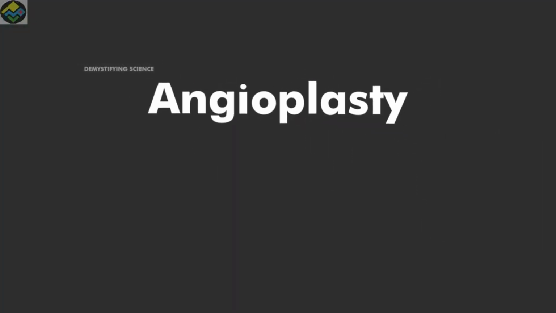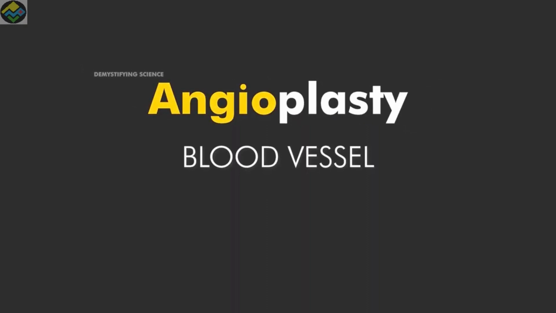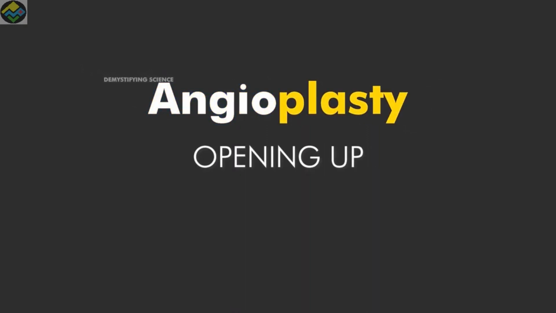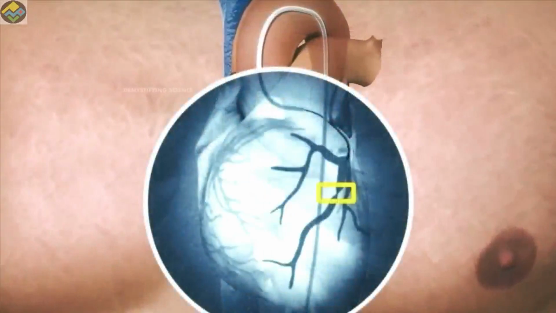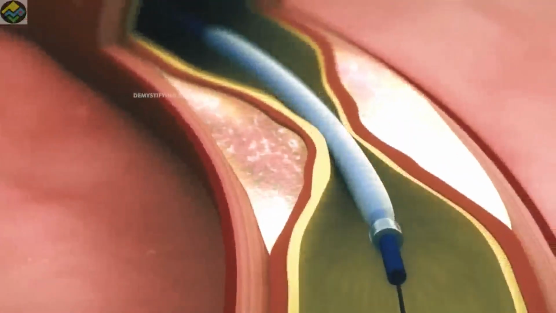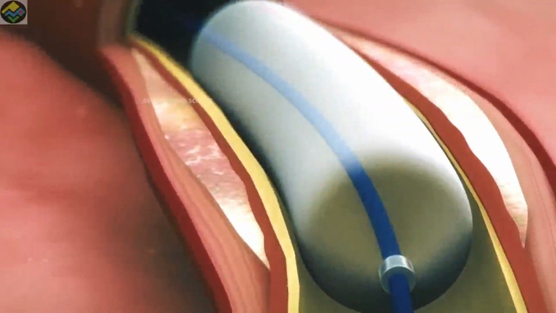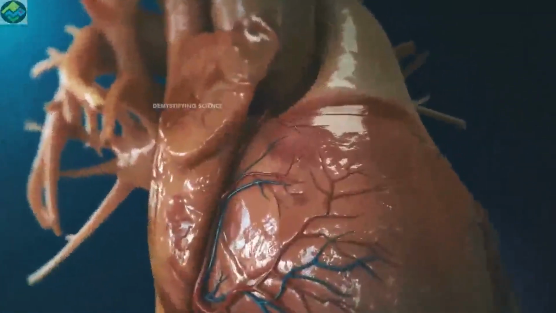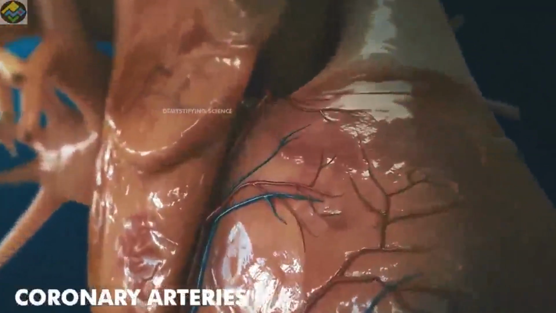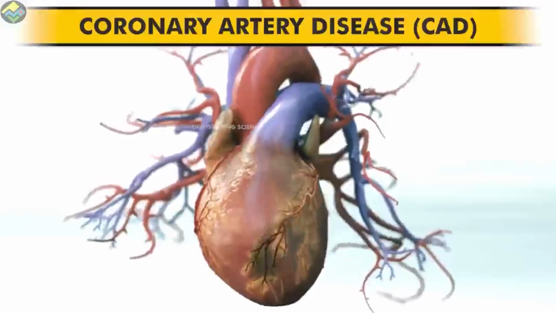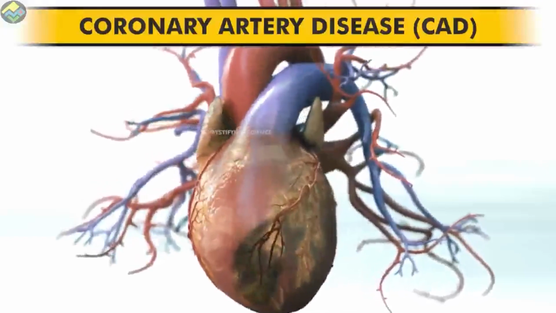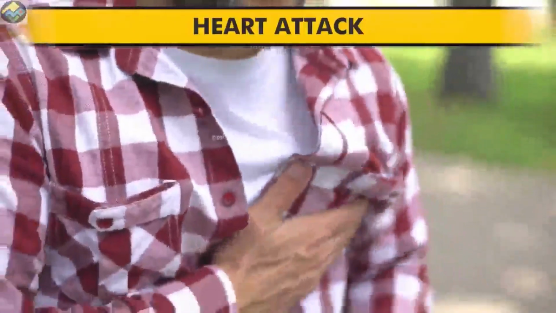In the term angioplasty, angio means blood vessel and plasty is opening up. An angioplasty is a surgical procedure to open the blood vessels that supply blood to your heart muscle. These blood vessels are known as coronary arteries. Angioplasty is a conventional treatment for coronary artery disease, in short CAD, and heart attacks.